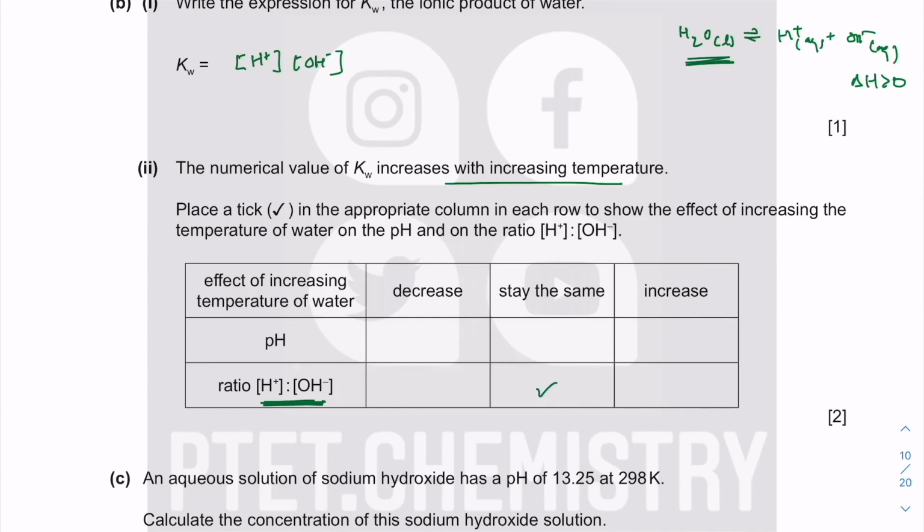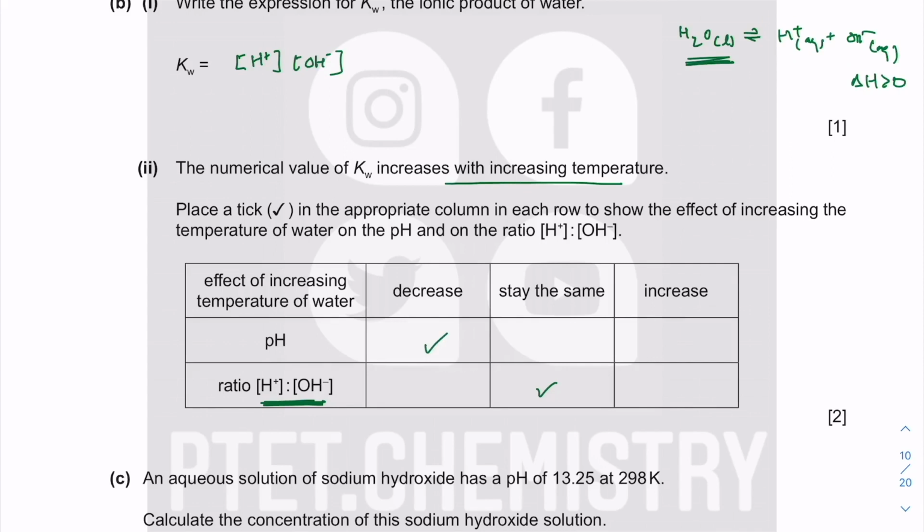However, because the forward reaction is endothermic, when you increase temperature, it's going to favor the forward reaction, to try and absorb more heat, because you want to do the opposite. You want to decrease the temperature, right? So it will absorb more heat. It will dissociate into more H plus and OH minus. Your pH is due to minus log 10 of H plus. But because there is more of this, you're going to have the pH decrease slightly, okay?